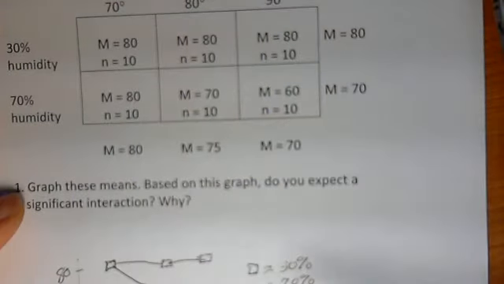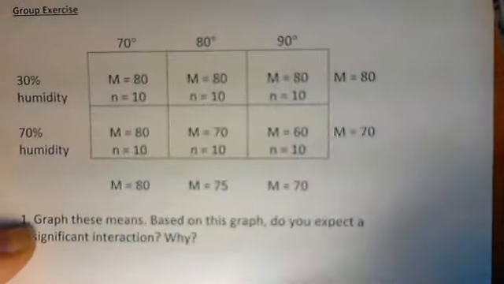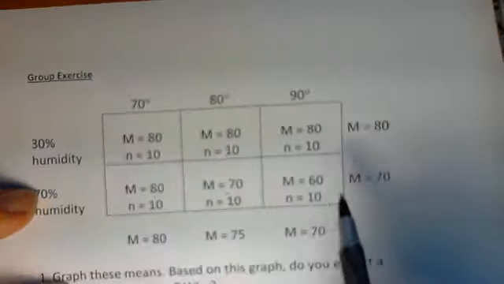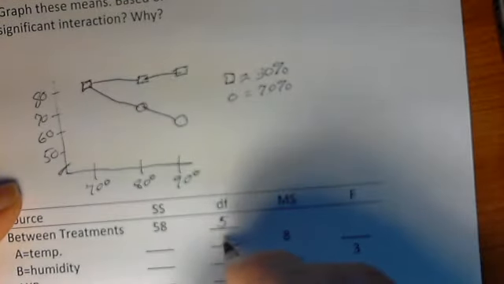So let's look at how we would complete an ANOVA table for a factorial ANOVA. In this case, the first thing we do is look at the degrees of freedom column, and this is based on the study that we have up here. For the between treatments, we've got 6 cells total, so 6 minus 1 gives us 5. That's the degrees of freedom for the between treatments. For the temperature, we've got 3, so 3 minus 1 gives us 2. In humidity, remember we had just 30% and 70%, so 2 minus 1 is 1.